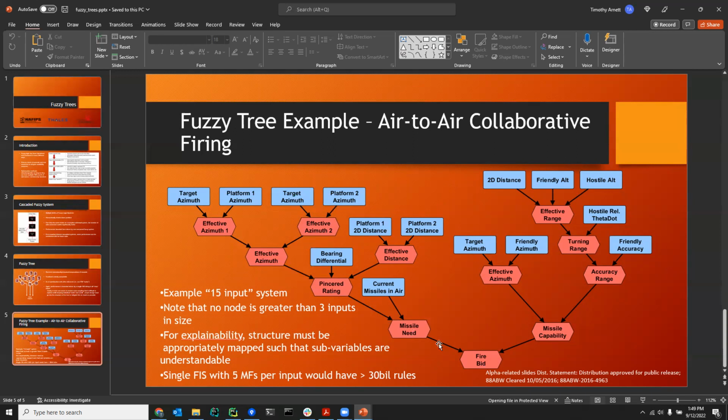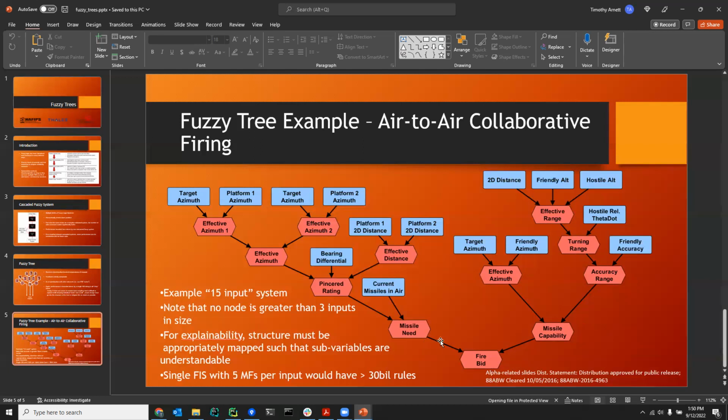And so, in this case, the name of the FIS is also the name of the output. So let's say that you wanted to determine if you're going to bid on firing a missile in this situation. You may want to know, well, is my effective range such and such? If my effective range is this, then that informs my turning range. That informs my range of accuracy. That, in combination with the effective azimuth, the angle, determines my missile capability. And if my missile capability is adequate and my missile need is high, well, then maybe my fire bid is high.